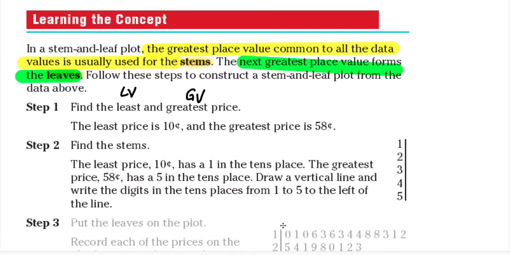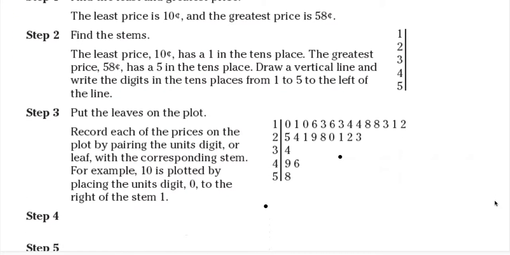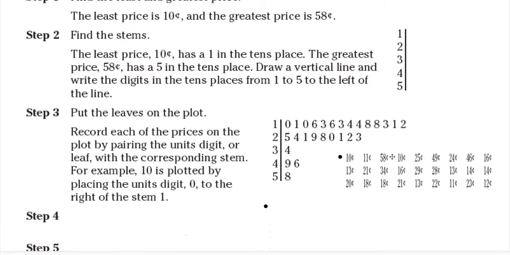Step number 3, after that we simply start listing all of the pieces of data. Record each of the prices in the plot by pairing the units digit or leaf with the corresponding stem. For example, 10 is plotted by placing the units digit 0 to the right of the stem. This is more understood if you have the data, and this is the data that we have in the previous page. I just copied it, so for your own purposes, copy it also on a piece of paper if you ever encounter this type of problem again.